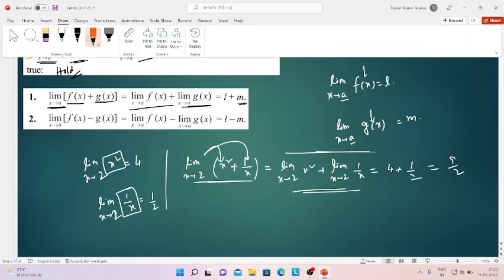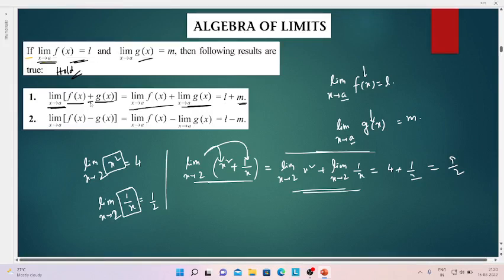L plus m. Similarly, if we just replace the plus sign with a minus sign, which is f(x) minus g(x), I mean, we have to subtract these two functions, f(x) and g(x). So we have to do f(x) minus g(x) at limit x tending to a, then that will become limit x tending to a f(x) minus limit x tending to a g(x).